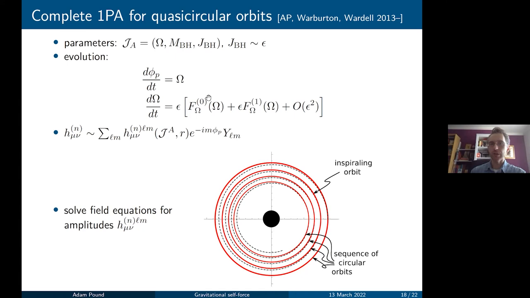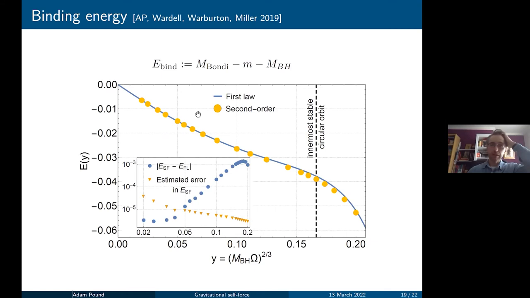So over the past few years, we've calculated a few different things using this method. Three years ago, we calculated the binding energy. So that is the binding mass of the system. So this is the binding mass calculated from h1 and h2 at infinity, minus the two rest masses. And we just define that to be the binding energy. And what's being plotted here is specifically the second order piece of the binding energy, so the piece coming from h2. And the yellow points here are the results we obtained.